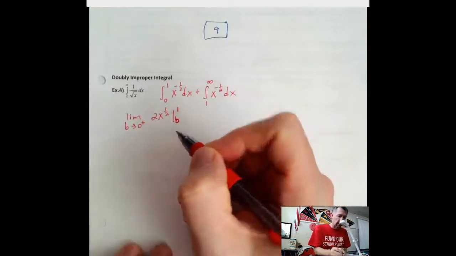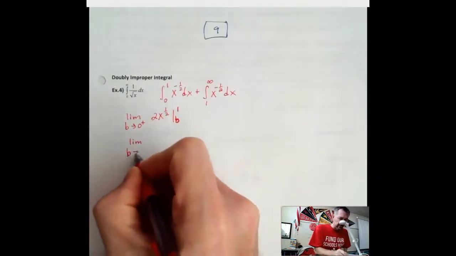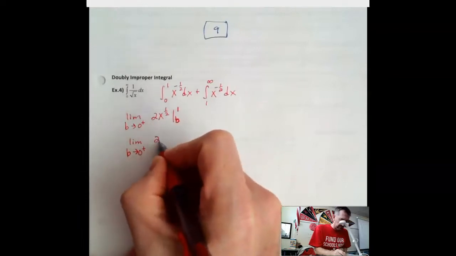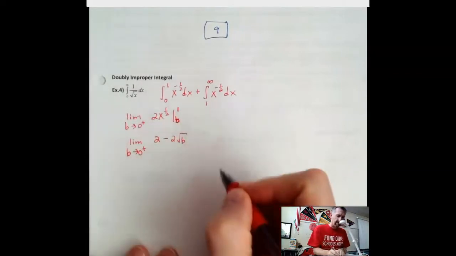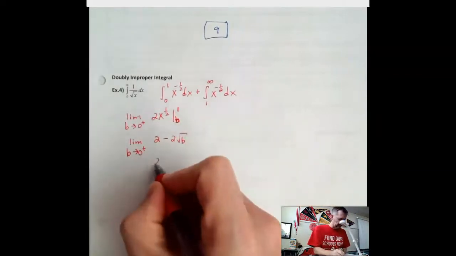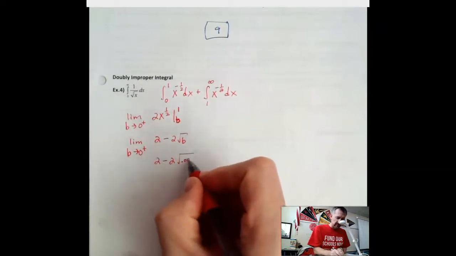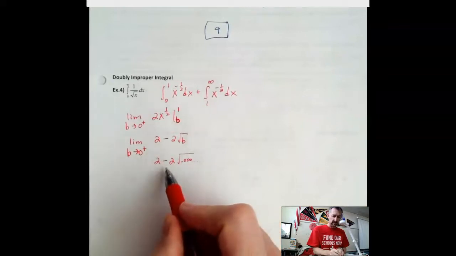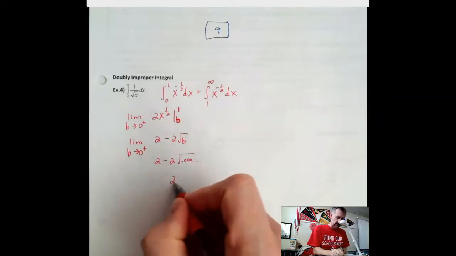Okay, so I'm just going to continue on this side for now. So the limit as b approaches 0 from the right, plug in 1, so that's going to be 2 minus 2 root b. Okay, so that's going to be 2 minus 2 times 0.000 dot dot dot. So that's going to be 0 basically, and 0 times -2 is 0. So that's going to be 2.